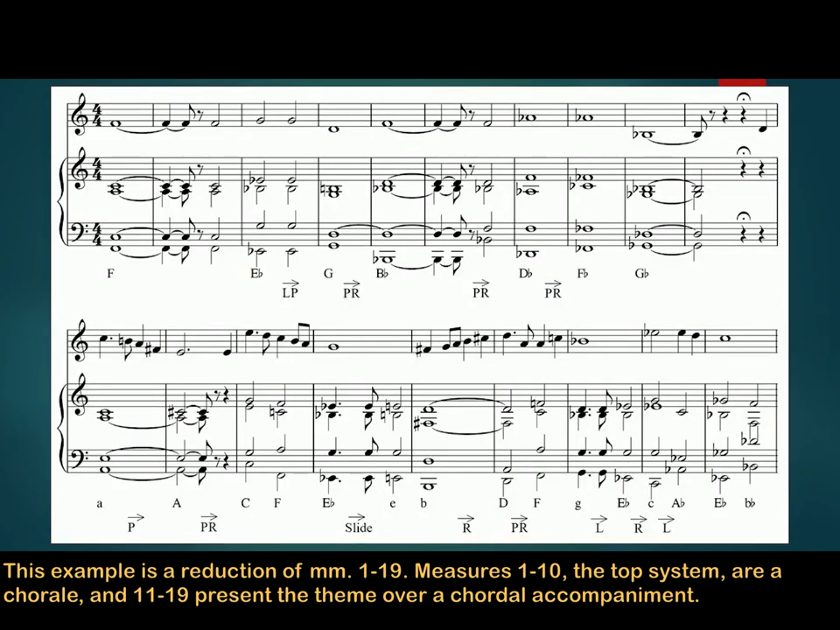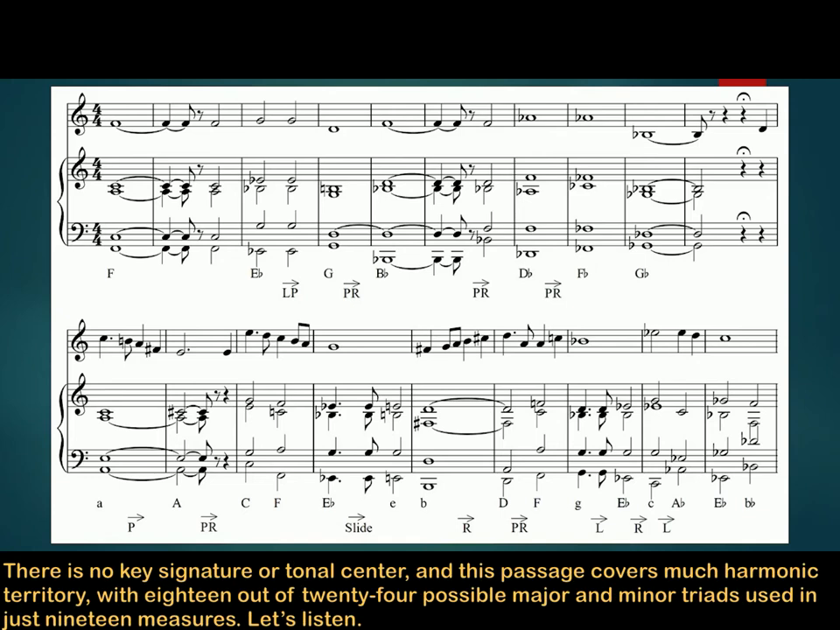This example is a reduction of measures 1 to 19. Measures 1 to 10, the top system, are chorale, and 11 to 19 present the theme over a chordal accompaniment. There is no key signature or tonal center, and this passage covers much harmonic territory, with 18 out of 24 possible major and minor triads used in just 19 measures. Let's listen.